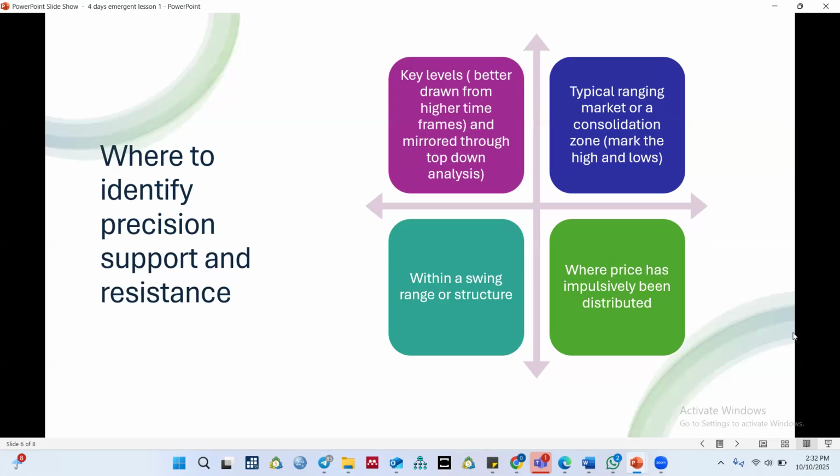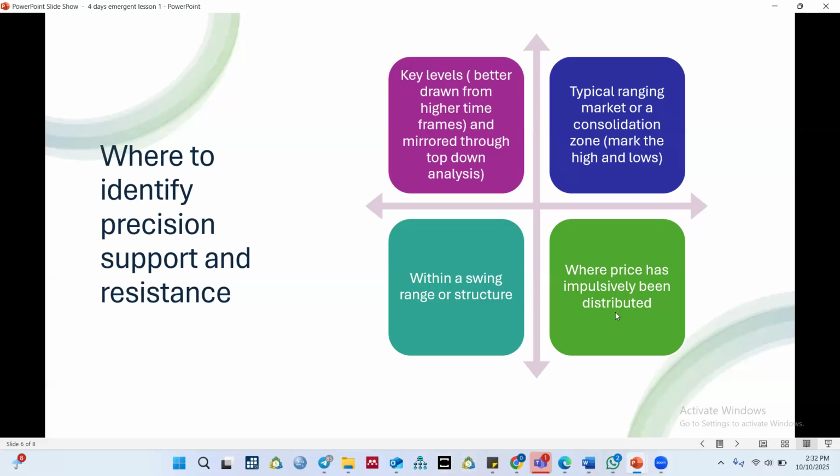Number two, it can be found typically in a ranging market or consolidation zone. When the market is ranging or consolidating, in this situation you have to mark the highs of the range and mark the lows of the range. I will show you all that on the real chart. Number three, within a swing range or structure. So yesterday we learned, I think we introduced ourselves to all this. What is a swing range or a swing structure?